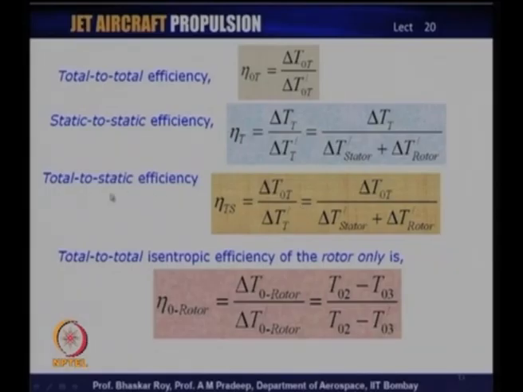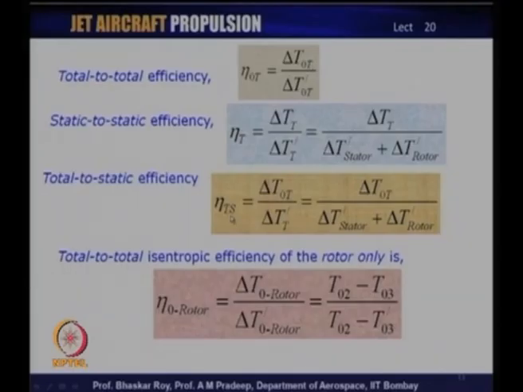We also have a total to static efficiency definition typically used for turbines, often referred to as eta T s, and that is the total temperature drop through the turbine as opposed to the static temperature drop isentropically through the turbine. As a result of this, you have the denominator very similar to the earlier definition, but the numerator here is the same as the first efficiency definition.